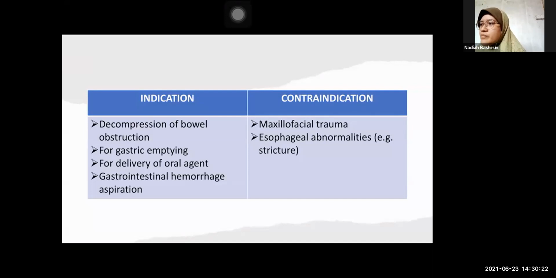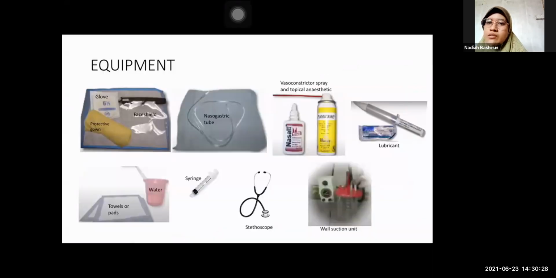Okay, so next is the equipment. So we will need protective attire, which is a gown and also gloves. And then the important things are the NG tube and also a vasoconstrictor or topical anesthetic. This is not mandatory. Then lubricant, water or towel pads, syringe, stethoscope, and also a wall suction unit if you want to aspirate the gastric content.